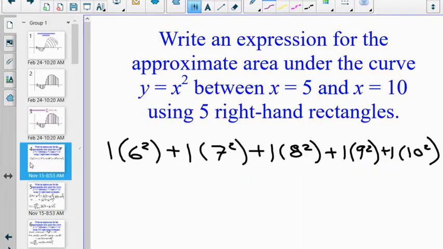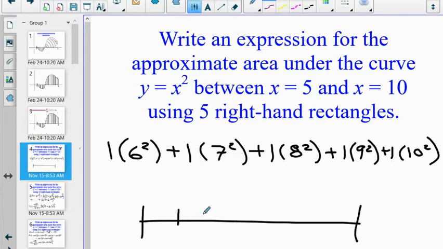So for example, if I'm doing area under the curve y equals x squared between x equals 5 and x equals 10, if I'm dividing this up, I'll try to do this fairly evenly. 1, 2, 3, 4, 5. So here's 5, here's 10. The leftmost interval goes from 5 to 6. So if I'm doing right-hand rectangles, the first place I'm plugging in that x value is at 6.